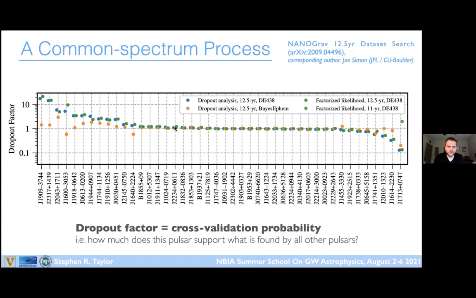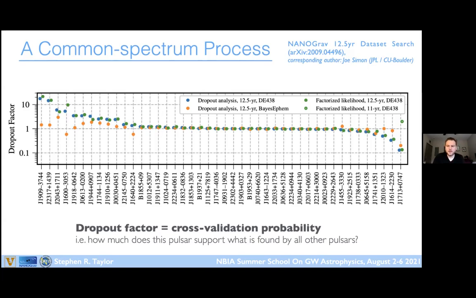To calibrate your understanding of what the right frequency range is, if you have 3 years of timing data, you can probe down to about 10 nanohertz. And we needed to be probing lower than 10 nanohertz. Most of the signal is between 2 and 10 nanohertz. So the small pulsars, the low-baseline pulsars, are not really informative.